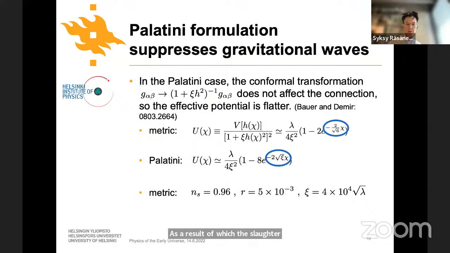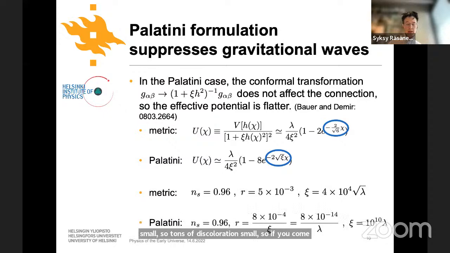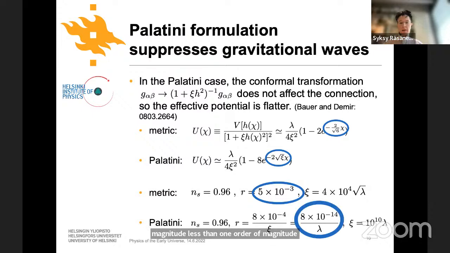So if you compare the predictions of the metric case and the Palatini case, in the metric case the tensor to scalar ratio is less than one order of magnitude below the current constraints. And in the Palatini case, instead it's about 10 to the minus 13 divided by the Higgs quartic coupling, so out of reach of any foreseeable experiments. And the reason for this is very simple. Because xi is large, the potential is very flat, the slow-roll parameter epsilon is small. The observed amplitude of scalar perturbations fixes U divided by epsilon, and epsilon is smaller, so U is smaller, so therefore the scale of inflation is smaller. So it's not that the Palatini formulation is changing the way gravity waves propagate or anything like that. It's just that the scale of inflation is smaller.